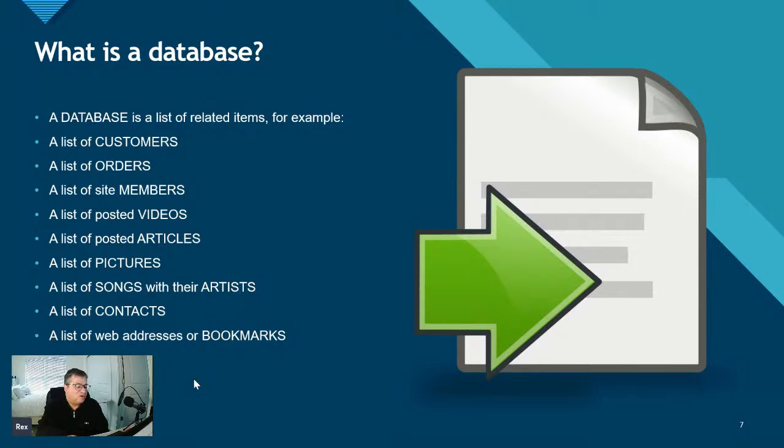A list of pictures. There are numerous picture websites where you can download clip art and photos and pictures. A list of songs with their artists, you name it, Spotify. A list of contacts, when you have Yahoo, your email, or your Gmail with contacts. Outlook has contacts. A list of web addresses or bookmarks. You always get a little database of bookmarks which comes with your web browser. That's like a little database right there.